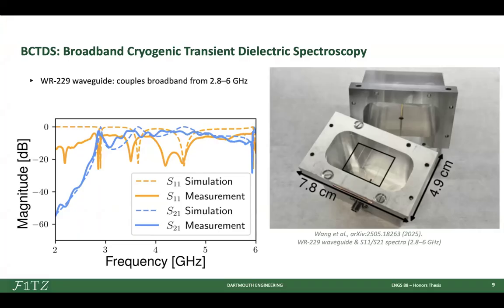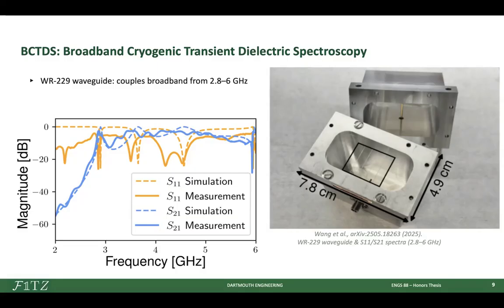And it has a broadband frequency of about 2.8 to 6 gigahertz. And this plot here shows the reflection and transmission measurements that we measured at room temperature. The simulation and the actual measurements seem to align pretty well, indicating that our waveguide performs the way we expect it to.